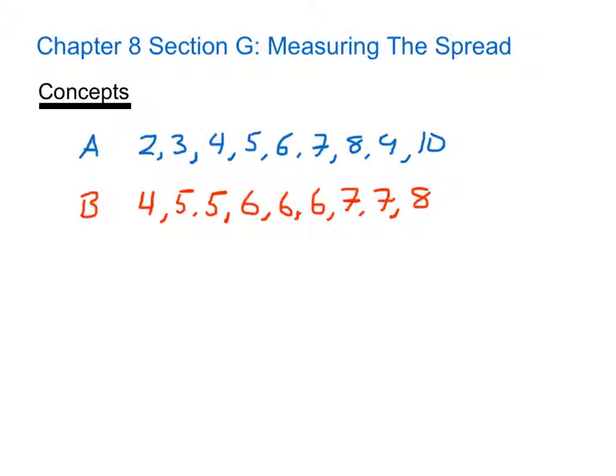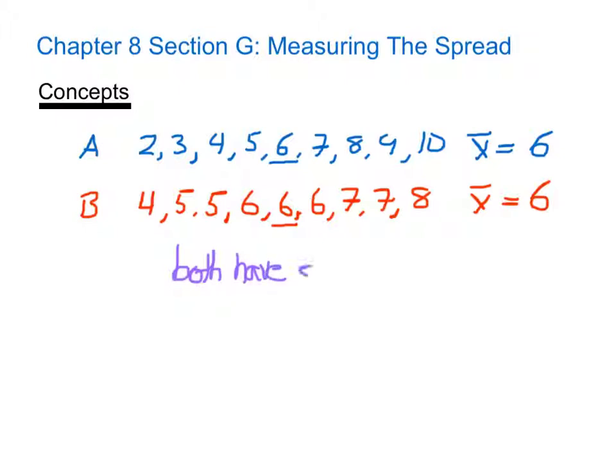Both data sets have 9 numbers, and we can see that the median of the first data set is 6, and if we calculated it out, the mean or average would also be 6. And in the second data set, we see that the median is 6, and the calculated mean would also be 6. So both of these data sets have the same measures of center. With the exception of the mode, of course.